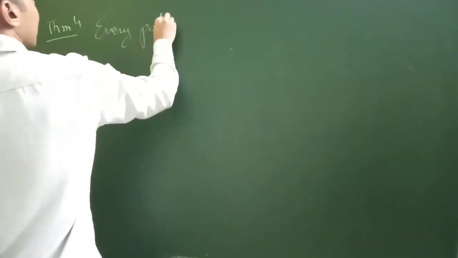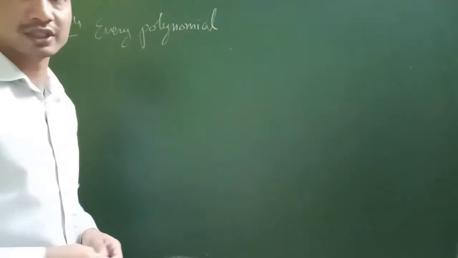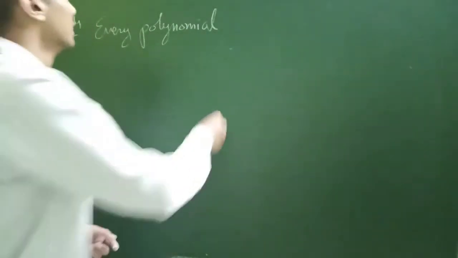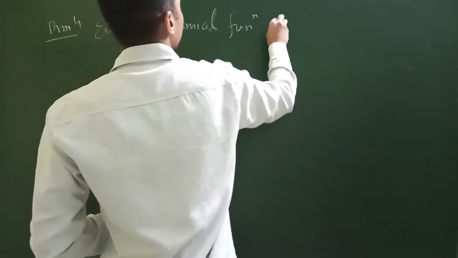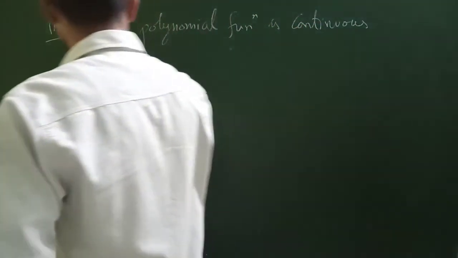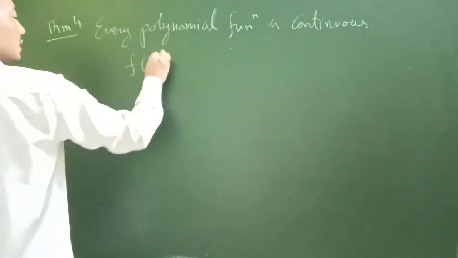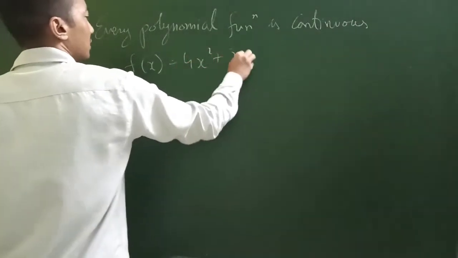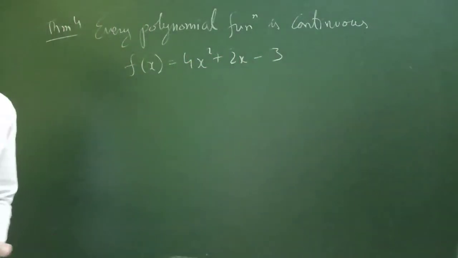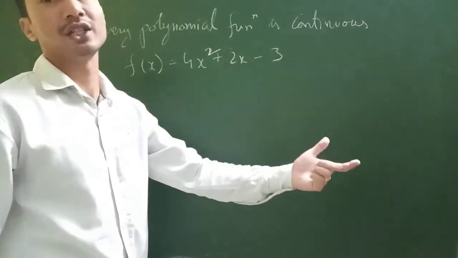The next theorem states every polynomial function is continuous. I'm not going to prove it. If you want the proof, you can comment in the section below, and I can definitely prove it for you. Every polynomial function is continuous. Polynomial functions in general, we know how to write, so I'm not going to write that. But for example, f of x equal to 4x squared plus 2x minus 3. This is a polynomial function, a quadratic polynomial. So definitely you don't have to prove that it's continuous. It will be continuous.